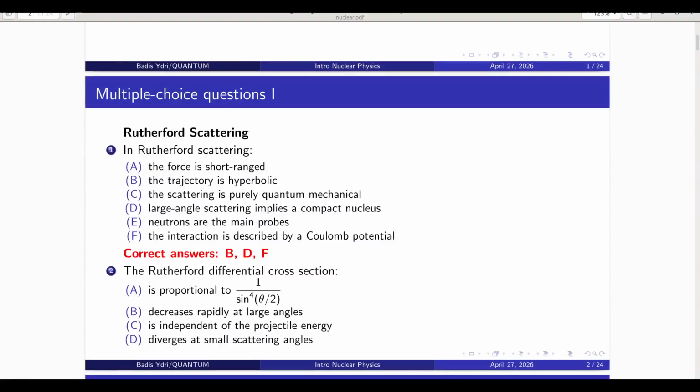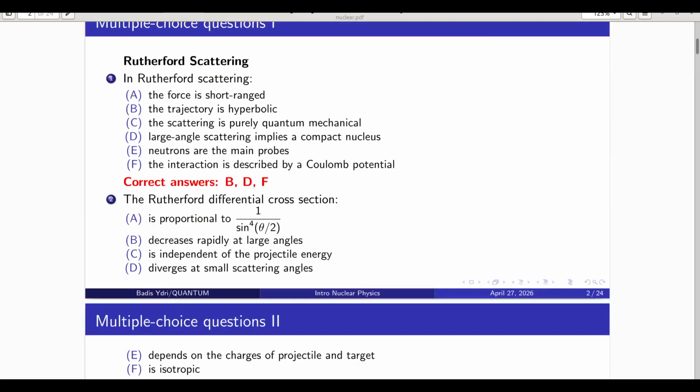Rutherford scattering reveals the nuclear atom. The force is not short-ranged. It is a Coulomb force. Because of this, the alpha particle follows a hyperbolic trajectory. Most alpha particles pass almost straight through the atom, but a few are scattered through very large angles. This means that the positive charge cannot be spread throughout the atom. It must be concentrated in a very small, compact nucleus.